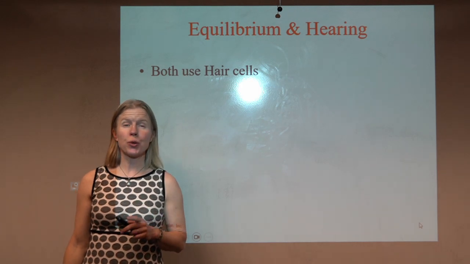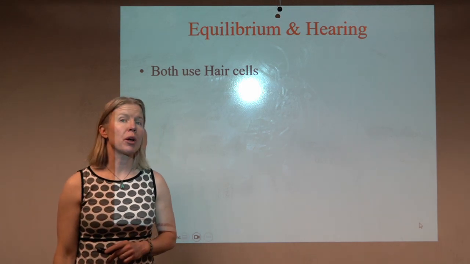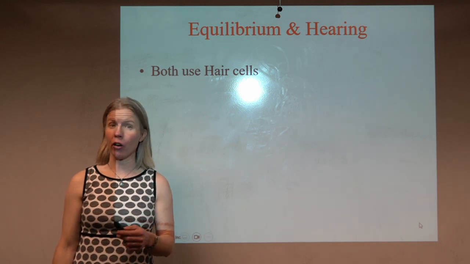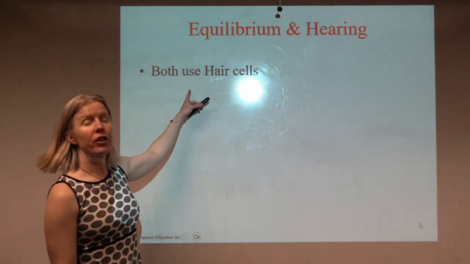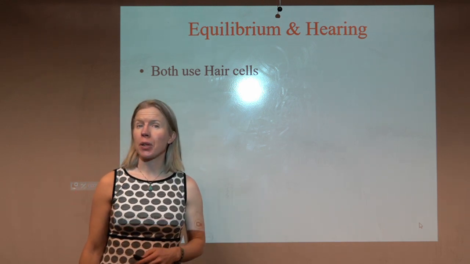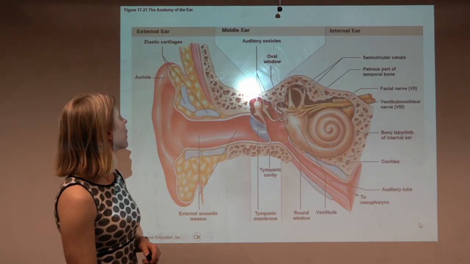Our final two special senses are equilibrium and hearing. Now these both take place in our ear, and they both share the same receptor. The receptor in both of these senses is what's called a hair cell.